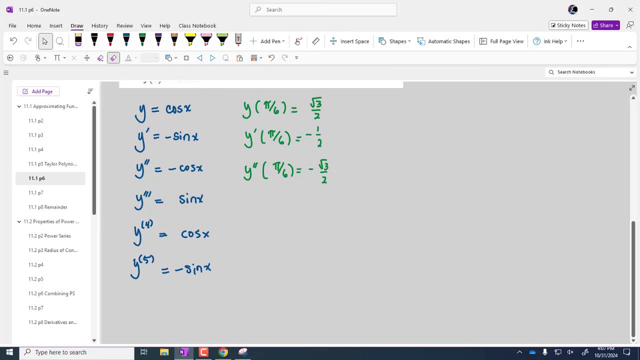So we've got to evaluate all those functions at pi over 6.